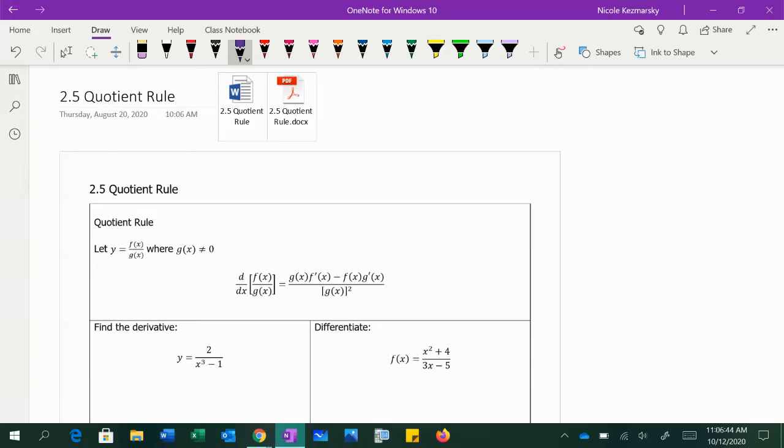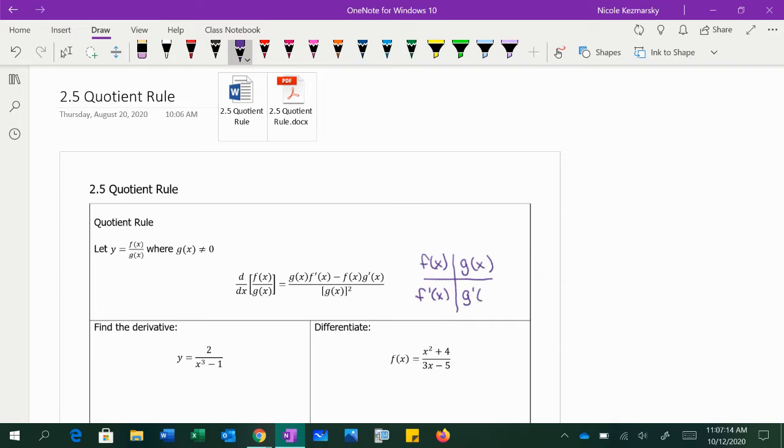In 2.5, we're looking at the quotient rule, or taking derivatives of functions that are defined as a function divided by another function, or f of x divided by g of x. So when we looked at this before, we used the box method, and we took the top function, f of x, divided by the bottom function, g of x, and found the derivative of each of these.